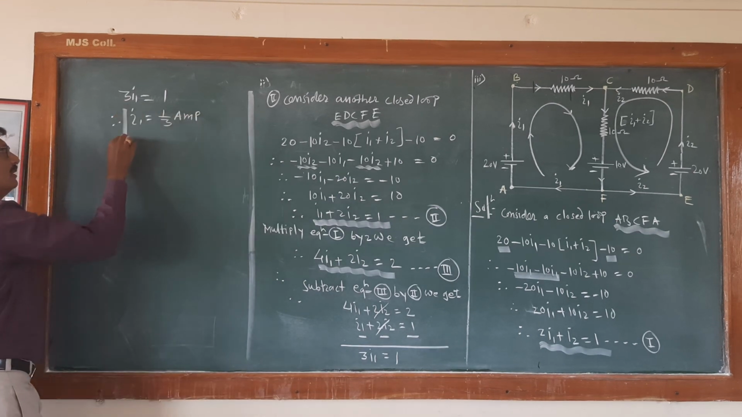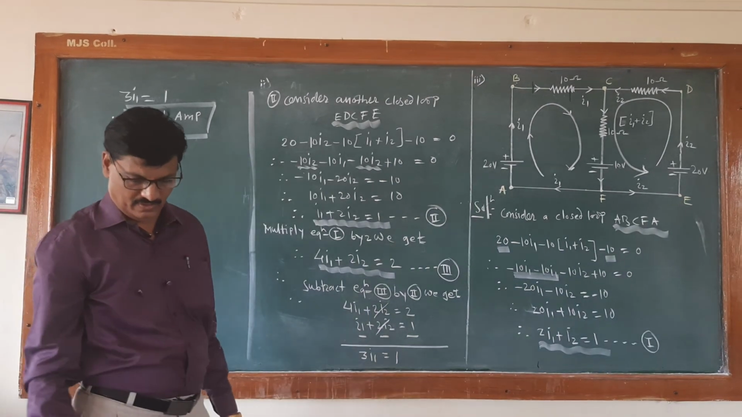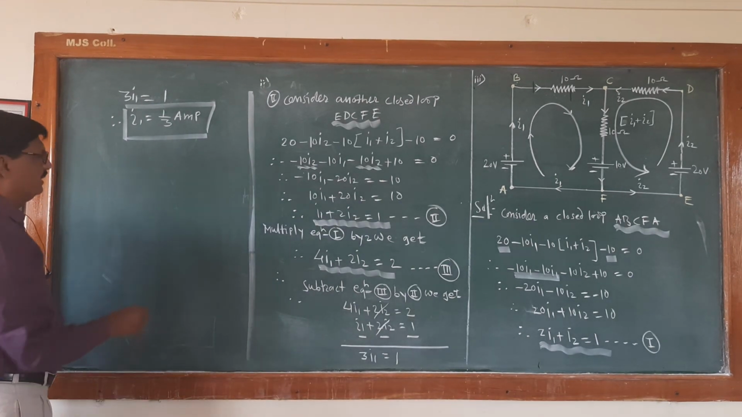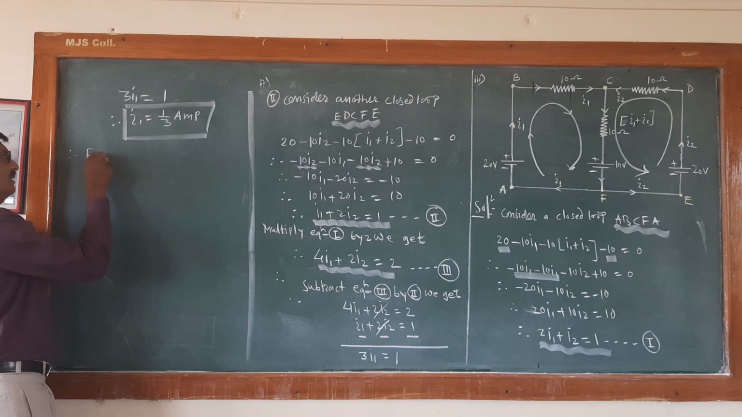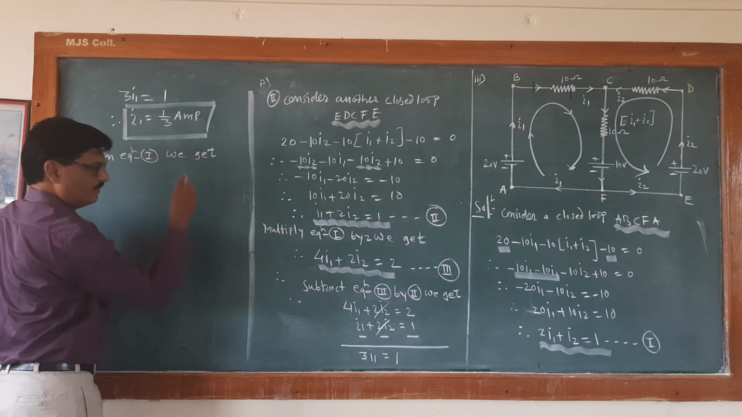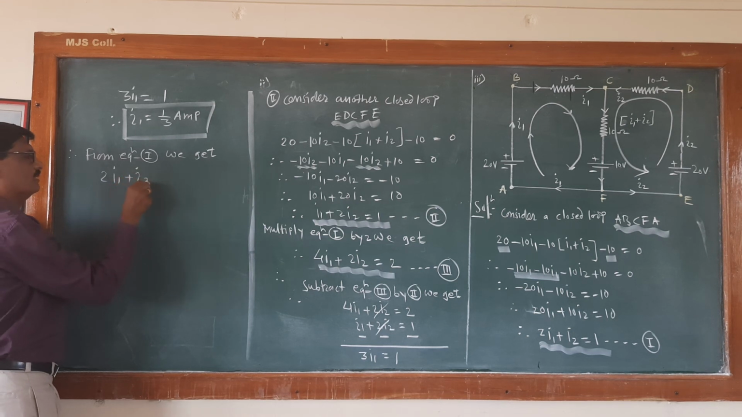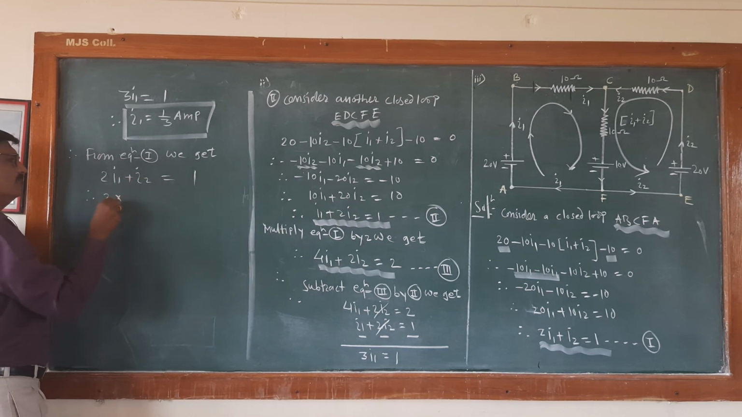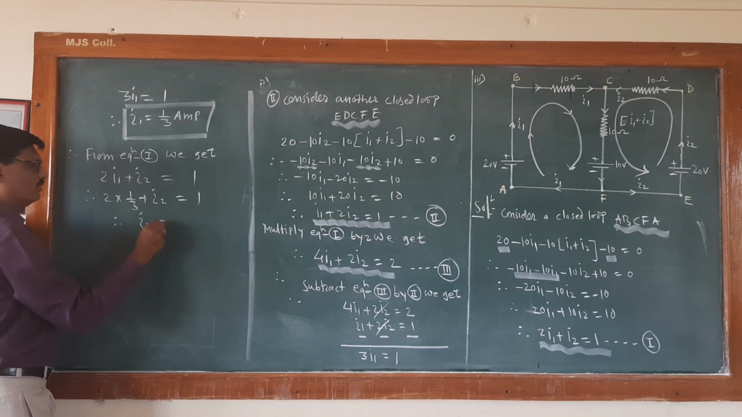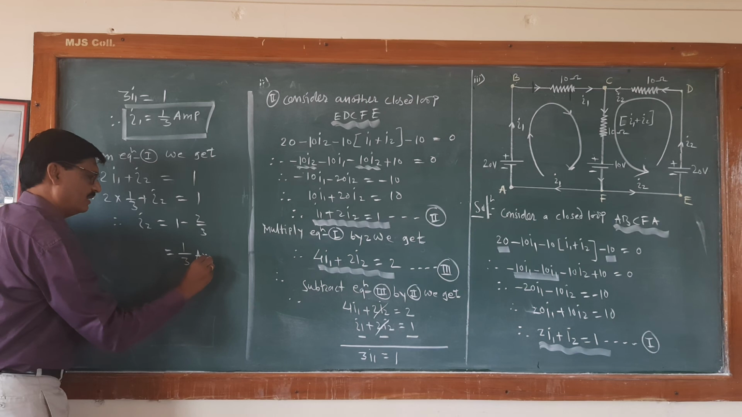I1 is equal to 1 by 3 ampere. Here we have to calculate the value of I2. Therefore, substituting this value in equation number 1, we get 2 times I1 plus I2 is equal to 1. Therefore 2 multiplied by 1 by 3 plus I2 is equal to 1, and therefore I2 is equal to 1 minus 2 by 3, and after calculating this we get 1 by 3 ampere.